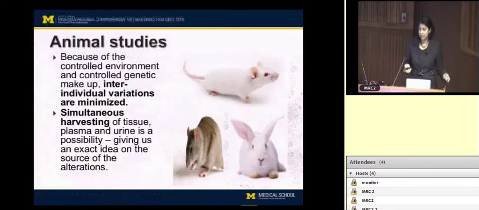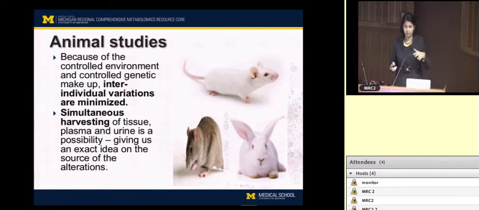Animal studies are also great platforms to answer your questions. Here, the inter-individual variations are reduced because usually the mice are from a single genetic background and they have been in a controlled environment in your vivarium. You're feeding the diet that you want, and therefore small sample sizes are enough. And here you have the opportunity of simultaneously harvesting different biological materials, including fluids and tissue. Therefore, you get an overall picture of the metabolome of the study.